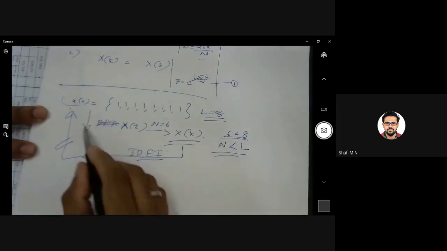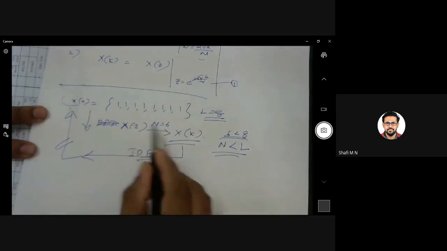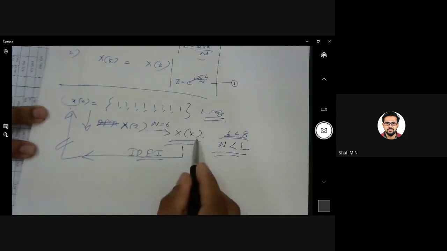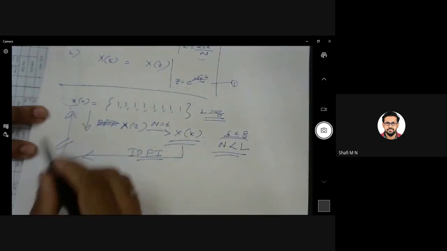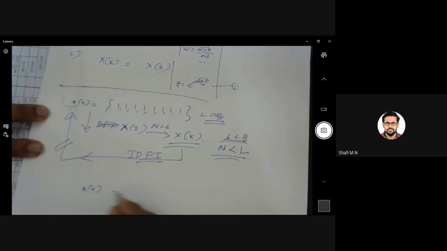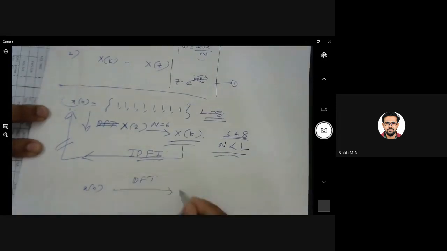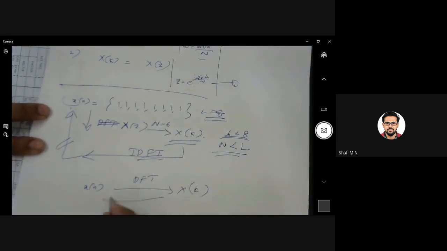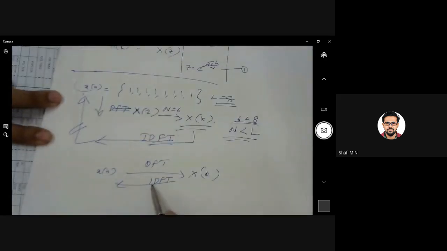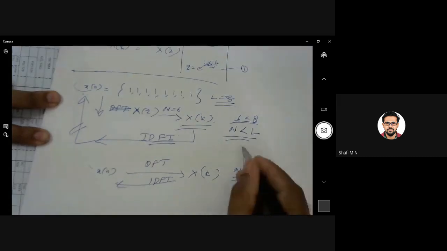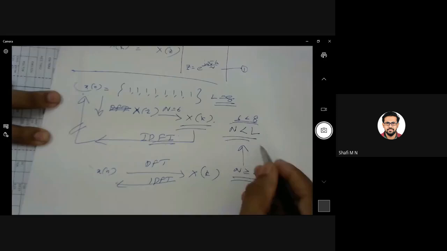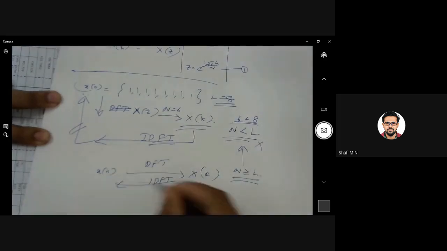We took the DFT of x of n, not directly, but by taking X of z and then the DFT with N equal to 6 samples. Now take the inverse DFT. So what do we do? Take the DFT of x of n, you will get X of k. You take the IDFT, you should get x of n. Right? So this will be possible if N is greater than or equal to L. But what we are doing is N is less than L, so you will never get the signal as such.